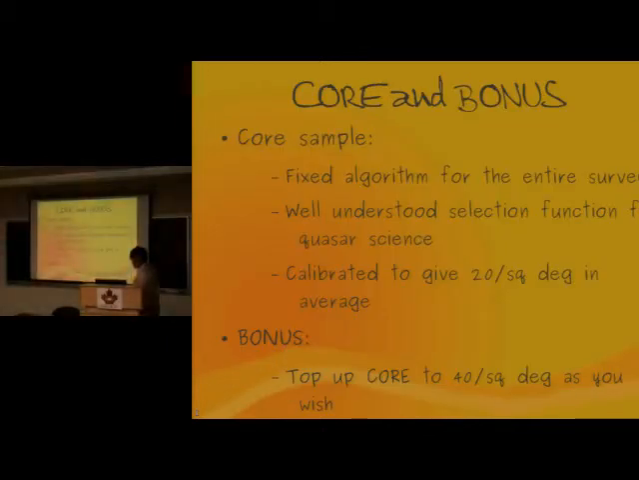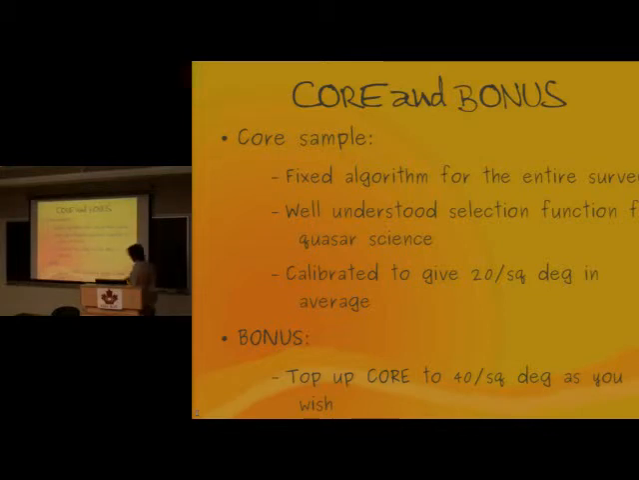So at the end, we chose, and we will actually have two samples. One is the core sample, and the idea is you want to have a fixed algorithm that selects quasars, and it's fixed for the entire survey. It doesn't have to be the best ever, but it picks up the first 20 fibers per square degree, and has a well-understood selection function, and you want to use this for quasar science. And it's calibrated to give roughly 20 per square degree on average. But of course, when you get closer to the galaxy, when you have many more stars, these things blow up.